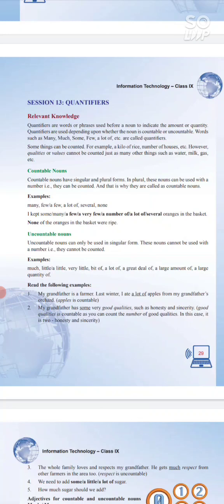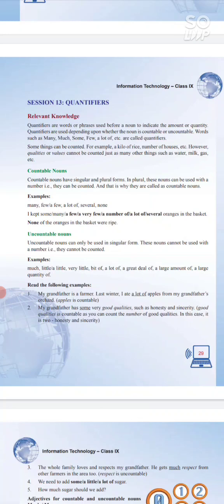So it means that quantifiers are those words or phrases which are used to indicate the amount or quantity of that noun, and these are used before a noun. Okay, and these can be used with countable nouns as well as uncountable nouns. Some things can be counted, for example, a kilo of rice, numbers of houses, etc. However, qualities or values cannot be counted, just as many other things such as water, milk, gas, etc.